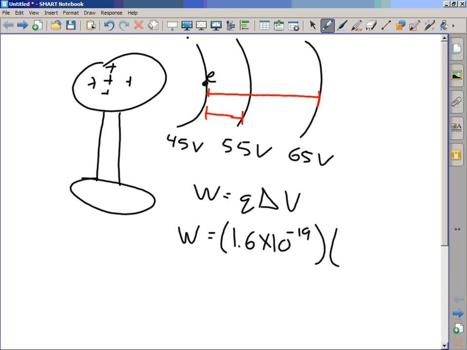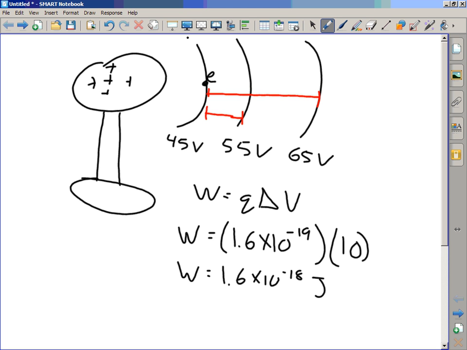Now, to get the first one, to go from 45 to 55, what is the potential difference? 10 volts, right? So work equals what? 1.6 times 10 to the negative 18 joules. A really small amount because I'm just moving one single small electron. We're going to get back to the electron volt in a little bit. So this is kind of a predecessor to that. Just a very small amount.